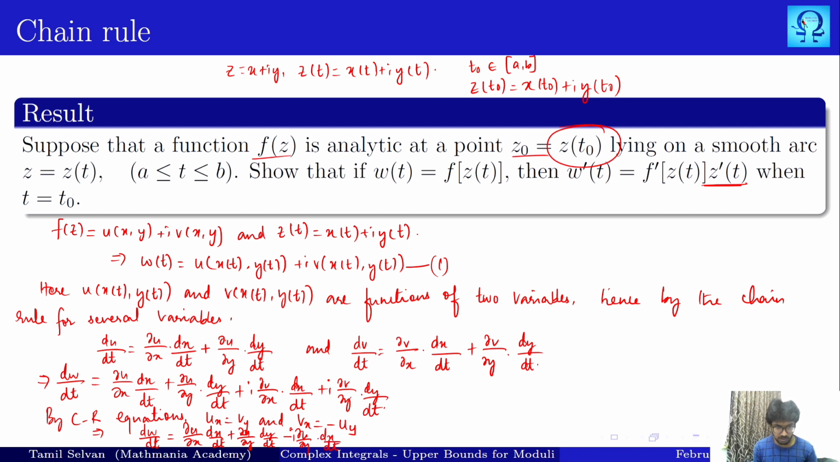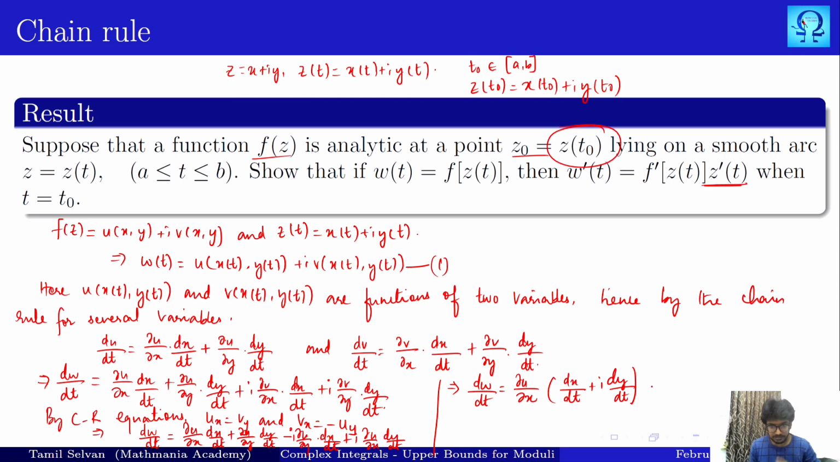So we have this iota here, and here plus iota times of del u upon del x dy upon dt. So now what can we do? So this dw upon dt is what, del u upon del x. Okay, let us combine the terms del u upon del x together. So it is dx upon dt plus iota times of dy upon dt.